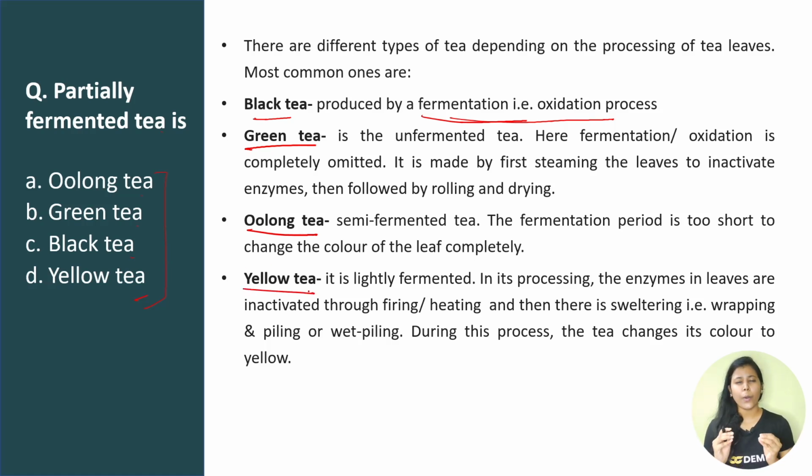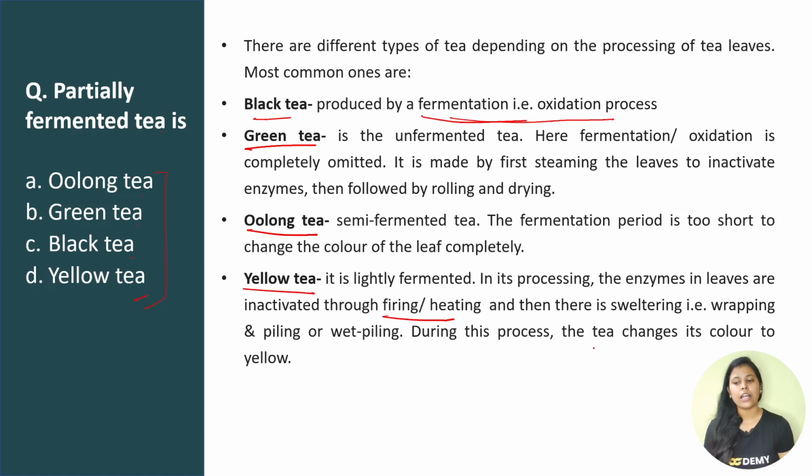Again, yellow tea is quite similar to oolong tea, but it is very lightly fermented. You can say it is more like a green tea, but a little fermentation is there. In this step, special procedures are used, such as the enzymes are inactivated first, like in the case of green tea, by firing and heating, and after that there is sweltering. Sweltering means that the leaves are wrapped and piled on. That is called wet piling, and during that a little color development takes place.